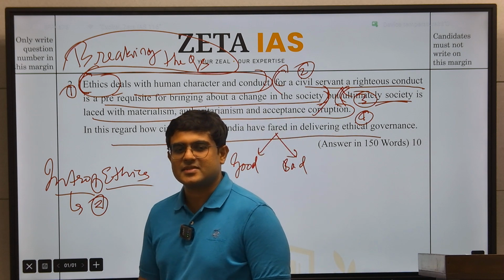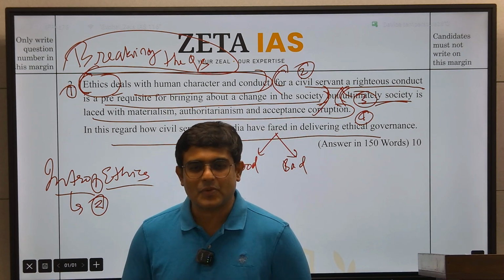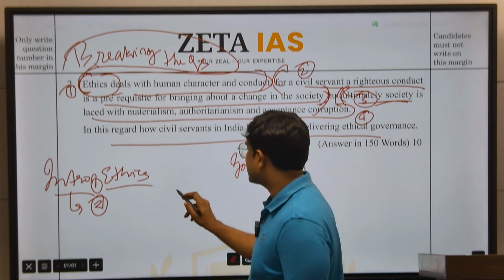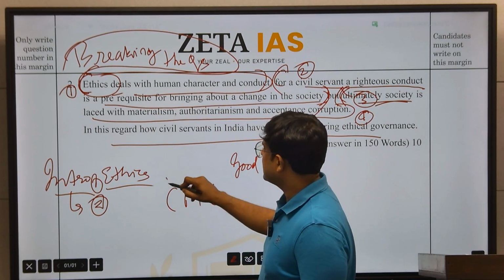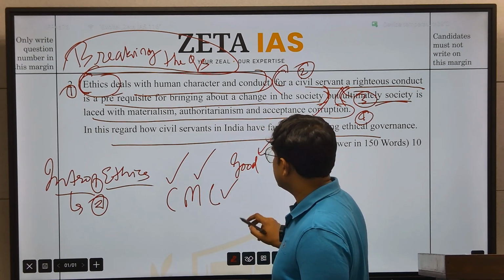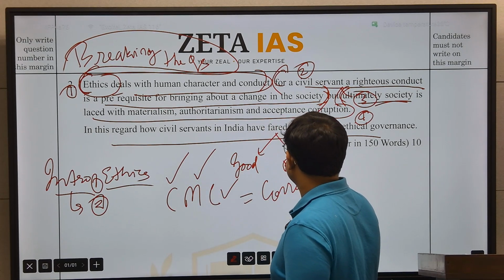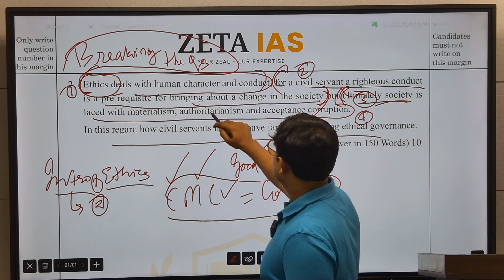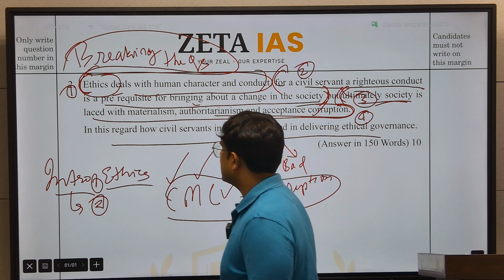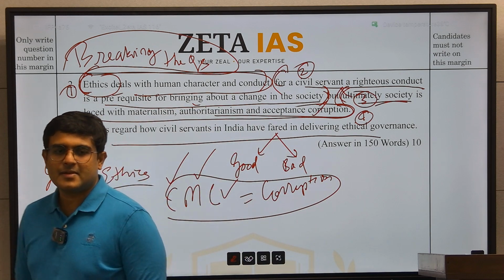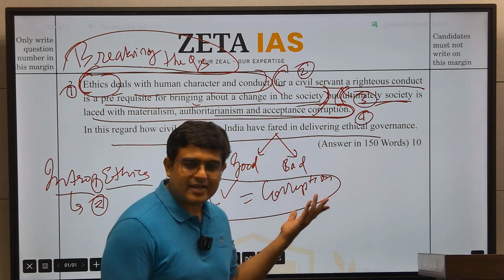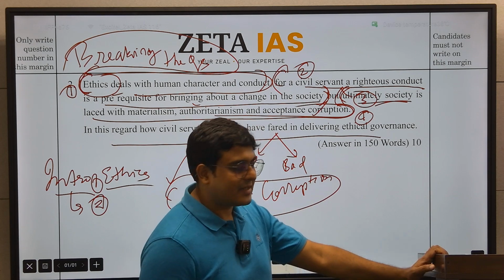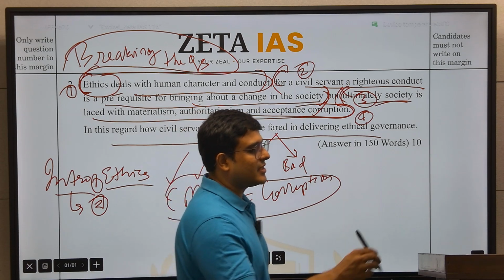What is CMC? Chief Minister of Chhattisgarh? No, commodification, materialism and corruption, or consumerism, CMC. Consumerism, materialism, commodification equal to corruption. So this society is laced with this authoritarian acceptance of corruption. Because of that we need righteous conduct. But the very society in which change has to be brought is the one that accepts corruption. Society is more accepting towards corruption. So write this. Then third part, how society is more acceptable.